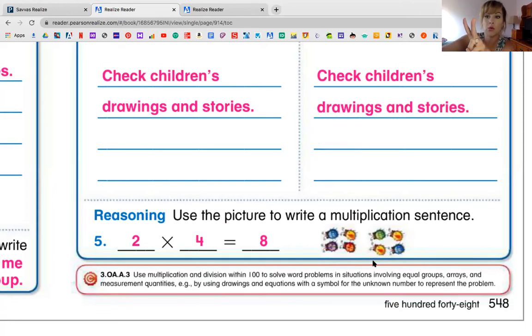4 plus 4 equals 8. So 2 groups of 4 equals 8. If you guys have a section that you can write notes, I would suggest writing this down. Let me write it down first, hold on.